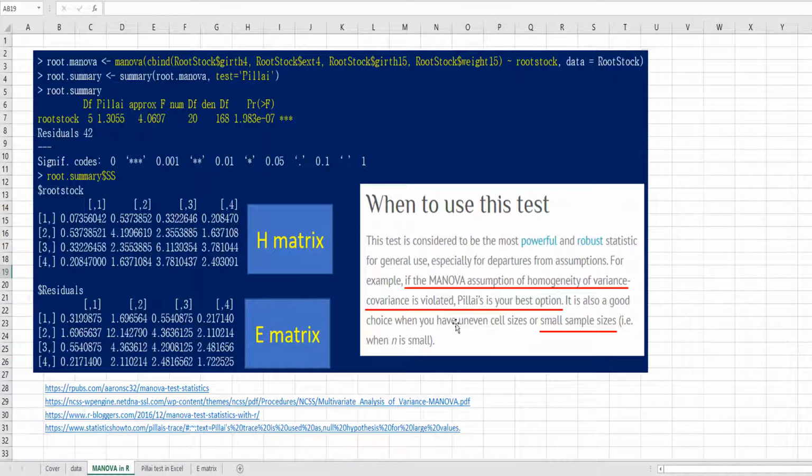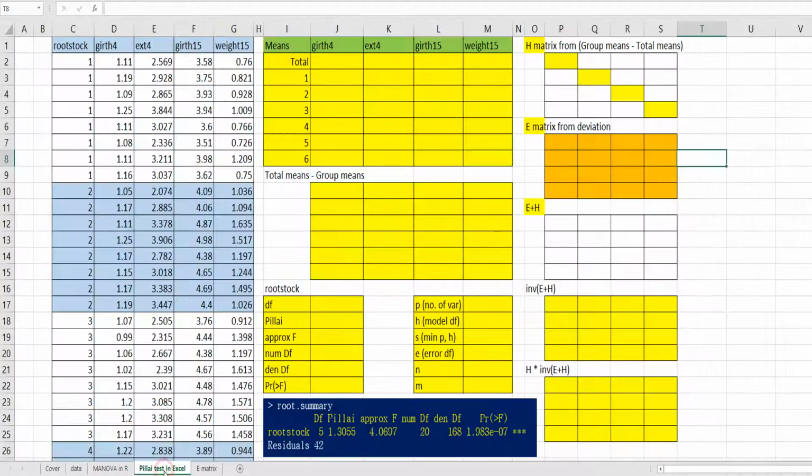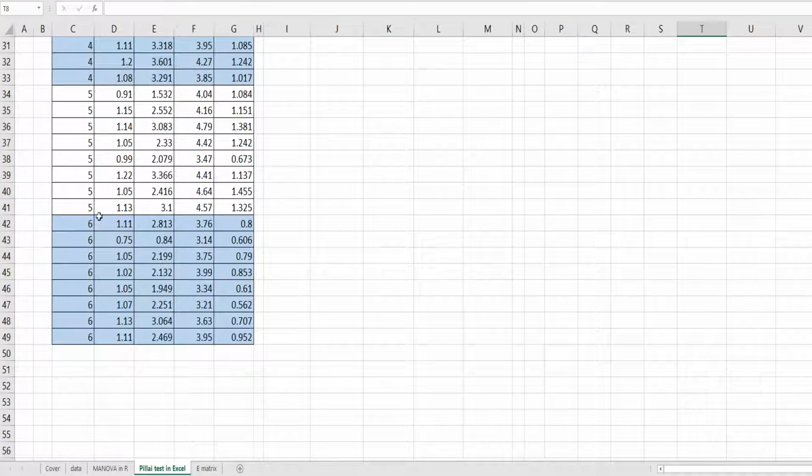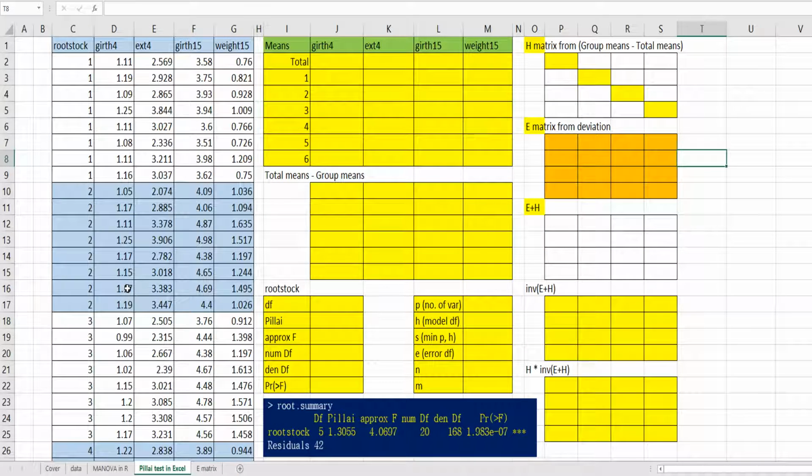According to the Statistics How To site, this test is useful when the MANOVA assumption of homogeneity of variance-covariance is violated. Also, it is useful when there are small sample sizes. There are 4 reference sites I have used for this video. There are 48 samples in total and 6 groups, and each group has 8 observations.